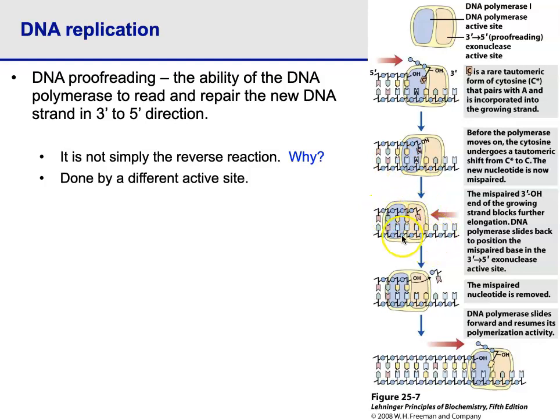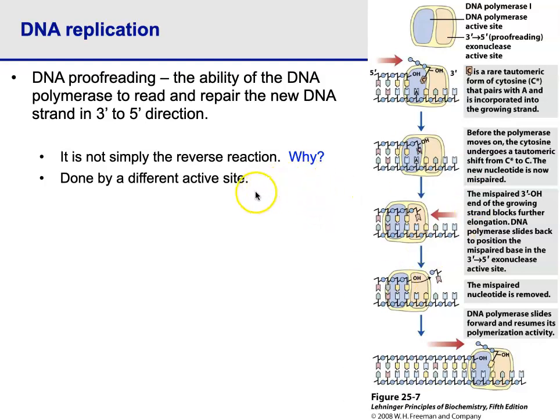And when it goes back, the active site for the proofreading will be on top of the mispaired nucleotides, and the 3' to 5' exonuclease activity, exo because it cuts out DNA from the end, will remove the wrong nucleotide, and then it will continue moving forward, and it will add the right nucleotide in that place.